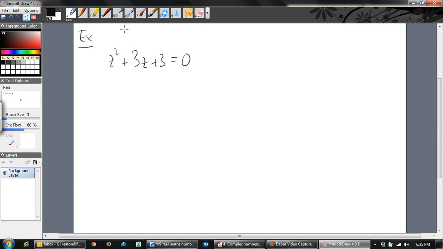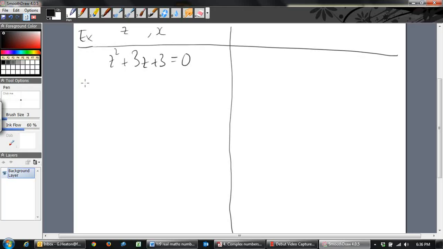And just a point here, in complex we generally will use z, just like in real number system generally we use x as the variable, just generally z tends to be in complex. So let's have a look at this. If you had this in the real number system, how would you solve it? Well, you'd probably use the quadratic formula, and the quadratic formula still works in the complex system. So let's do that. So I'll do it two ways.